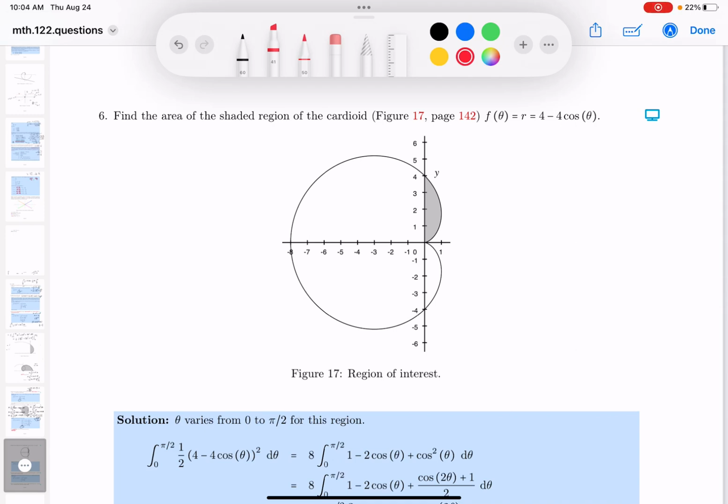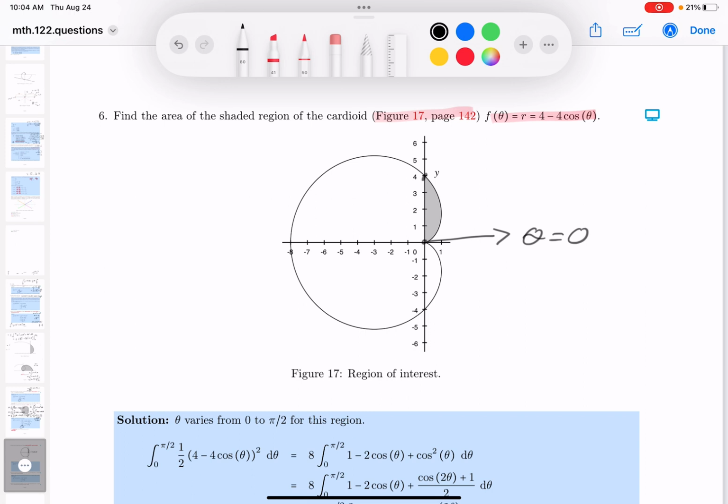Again, we're given a picture, and I'm glad for that because it makes it a lot easier for me. It's figure 17, page 142, and I'm given the relationship. What I do know about this, I need to figure out where the shaded region starts and stops. It's pretty clear that theta equals 0 is where it starts, and you can plug it in. You get 4 minus 4, which is a radius of 0, and that makes sense.